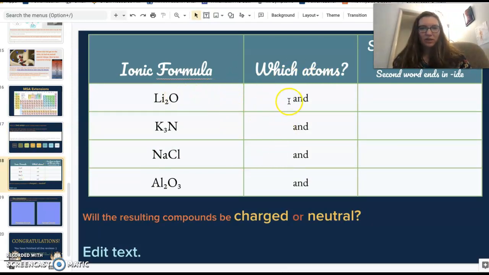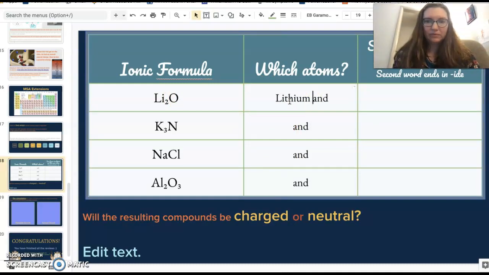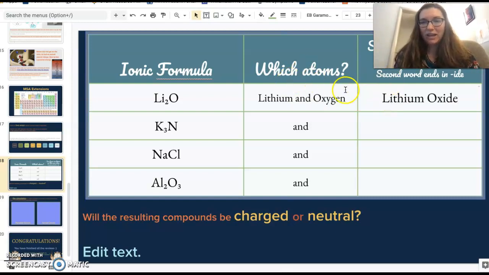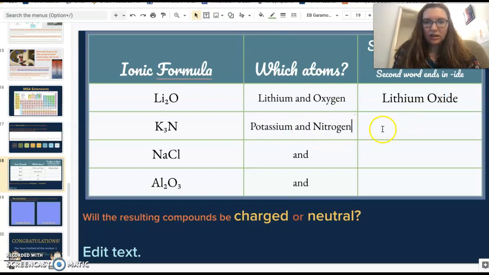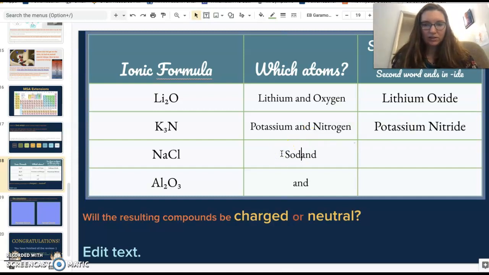Okay, so the ionic formulas, which atoms? Okay, so here we have lithium and oxygen. And when we write this, it's going to be lithium oxide. Anytime we have an ionic formula, it's going to end in "ide." Okay, so this one is potassium and nitrogen. So this is going to be potassium nitride.